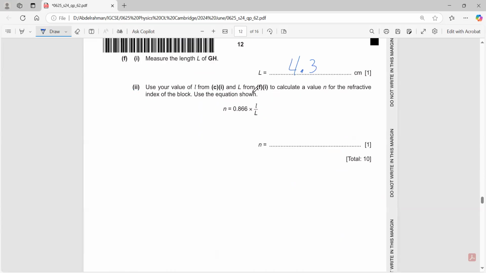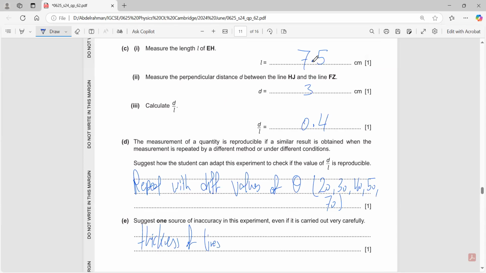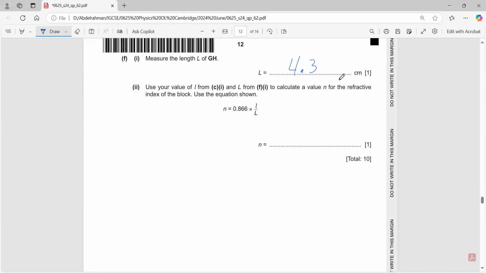4.3. Now, can I find the refractive index? Can I find n? Yes, 0.866 times small l over capital L. So 0.866 times 7.5 over 4.3. What is that? This is 1.51. So the refractive index is 1.51, again without a unit.